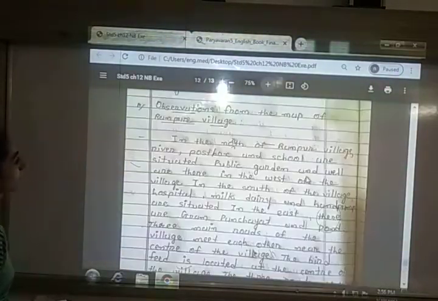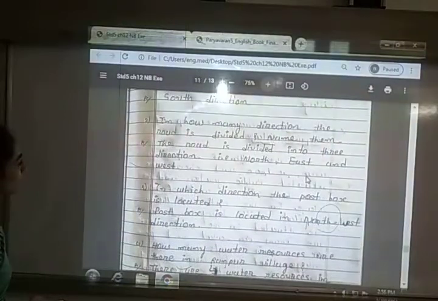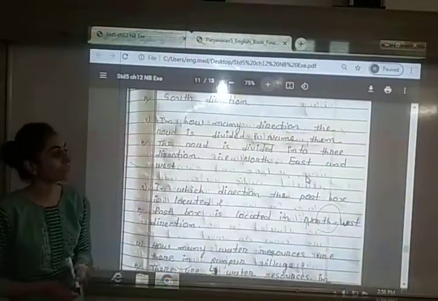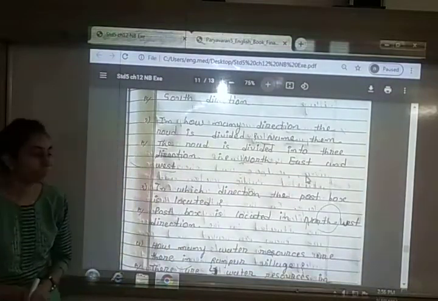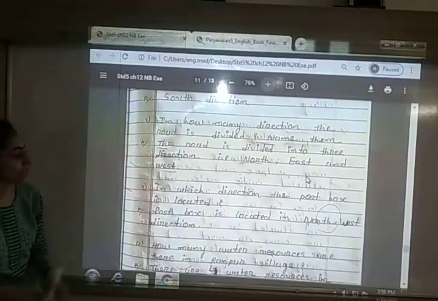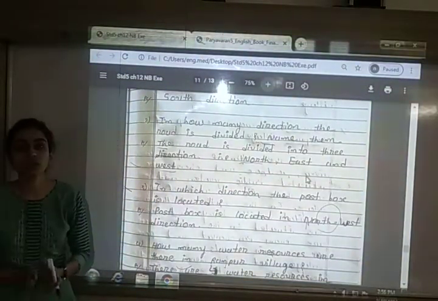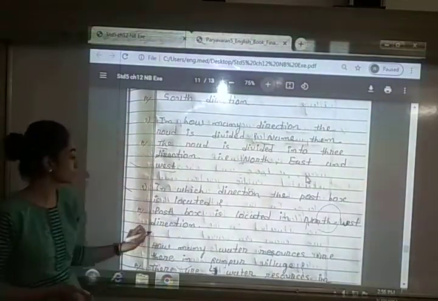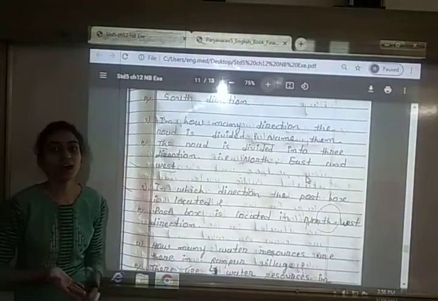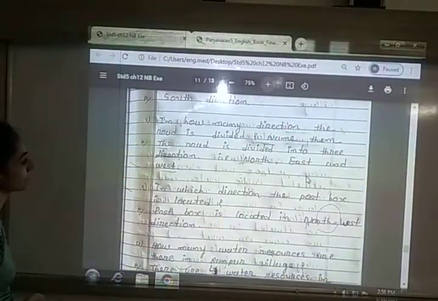Let me see the answer. Here the answer is given to you that the road is divided into three directions, that is north, east and west. Next is in which direction the post box is located. What is the position of the post box? The post box is located in the north-west direction. How is it north-west? Let me see.